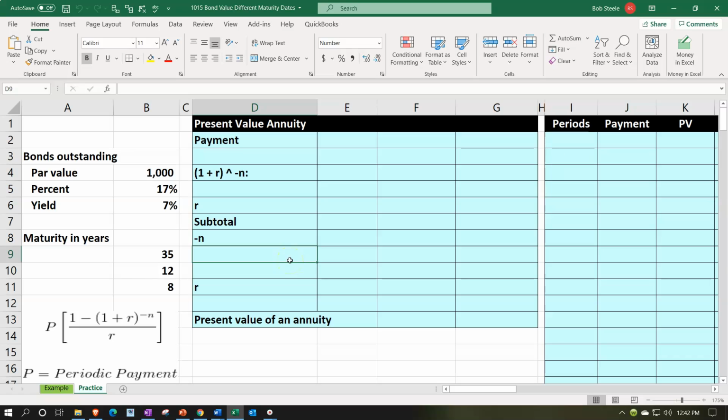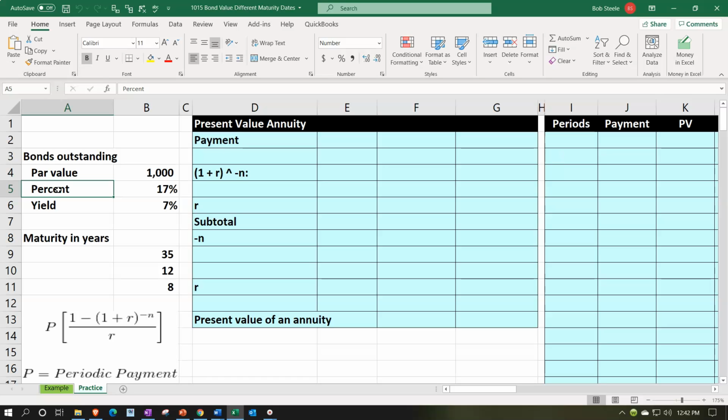Here we are in our Excel worksheet. If you have access to the Excel worksheet and would like to follow along, note that we are in the practice tab as opposed to the example tab, the example tab in essence being an answer key. We're going to have our information on the left-hand side. We'll populate that information as we work through the problems in the right-hand side in the blue area.